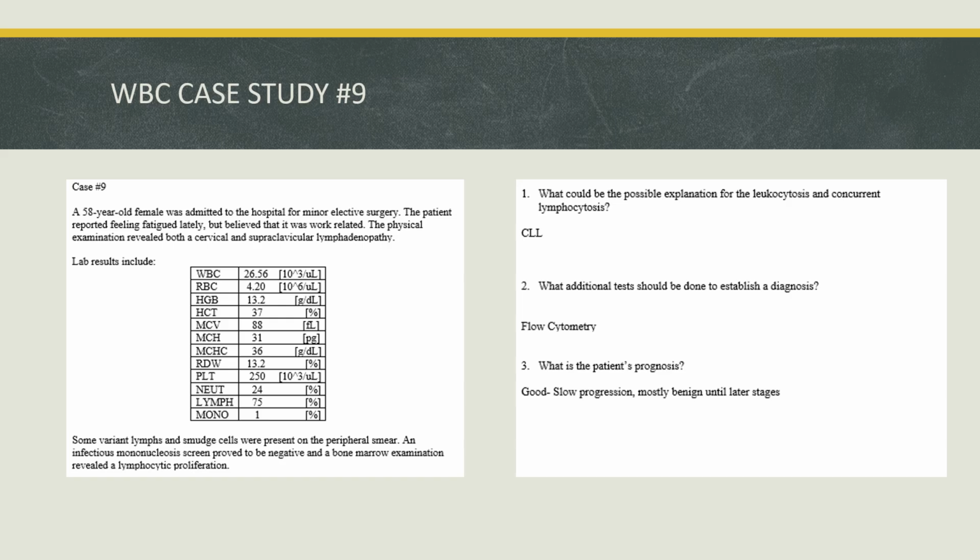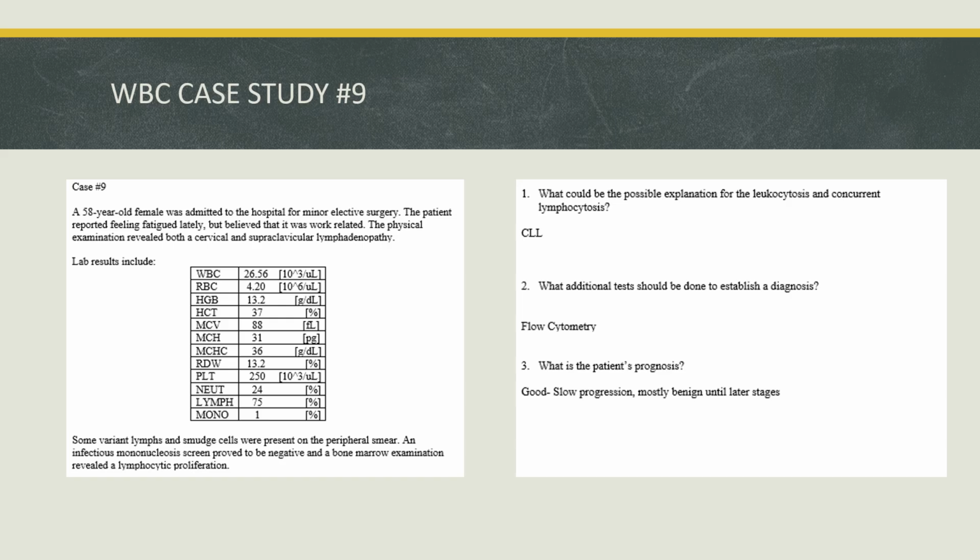Well, considering that we aren't seeing any signs of immaturity, I would lean toward a chronic state. And since we know the involvement is primarily lymphocytic cells, I would consider CLL as a probable cause, along with the fact that we're seeing those variant lymphocytes, those soccer ball lymphocytes, and smudge cells present on the peripheral smear. We obviously want to do some additional testing to confirm our suspicions, and that testing would be flow cytometry.